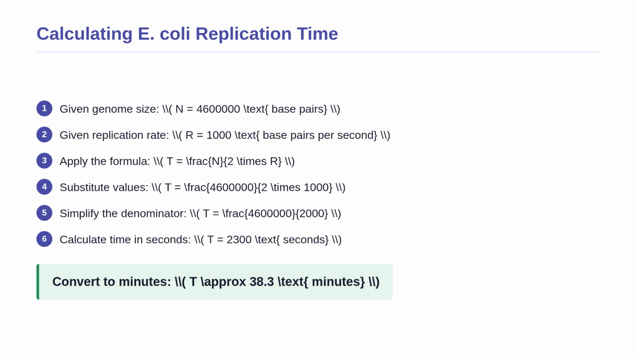To make this more intuitive, we divide by 60, giving a final answer of approximately 38.3 minutes. Physically, this means an E. coli cell can completely duplicate its genetic manual in under 40 minutes, explaining why bacterial infections spread so quickly.